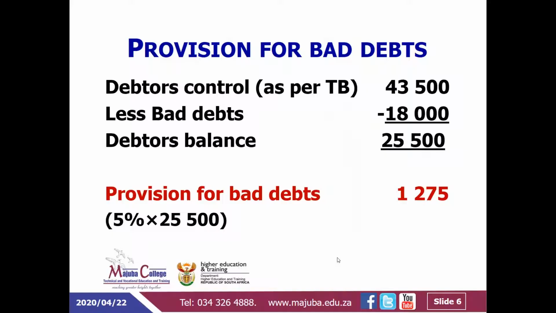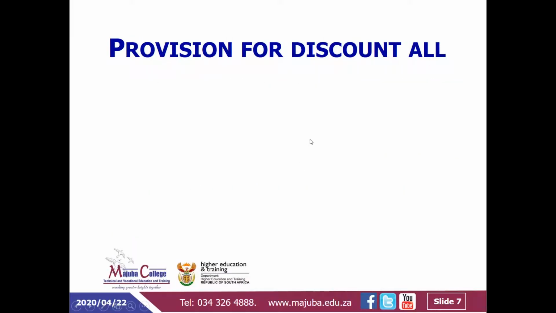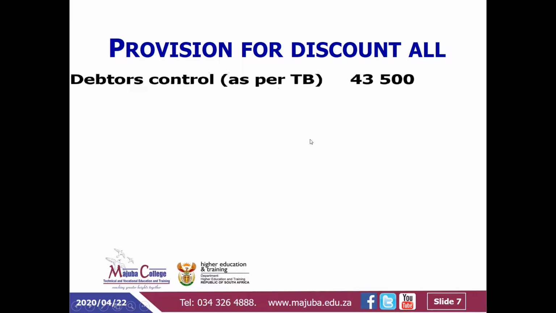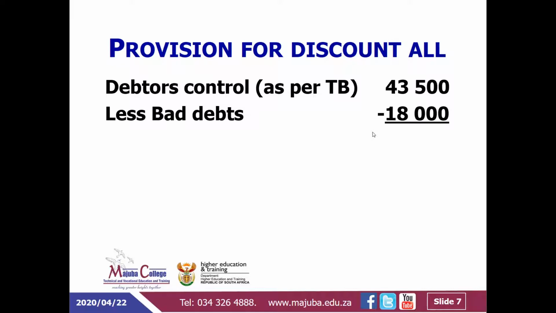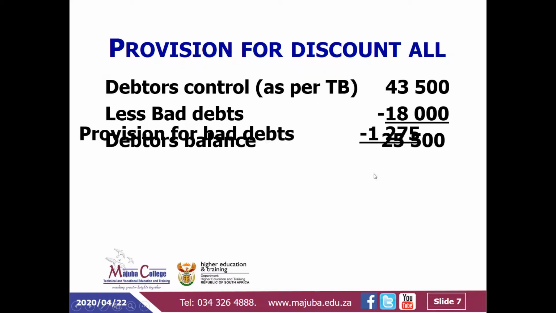I quickly want to take you to the spreadsheet. Let's go to the slide calculation. There's a discount allowed. I always start with the debtors that is given as per the trial balance. We took into account the bad debts. Remember, you cannot give people that have gone bad a discount. They're not going to pay you, so it doesn't make sense. So we're going to deduct the 18,000 of people that have gone bad because we no longer want to classify them as our debtors. We're going to get that figure and then we're going to deduct.